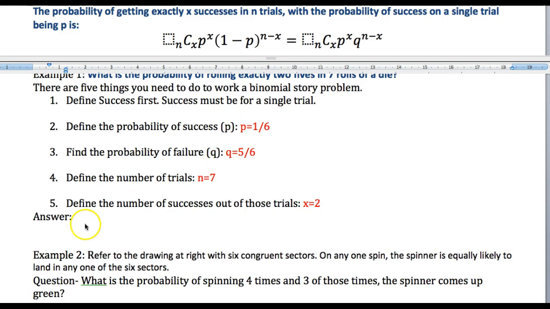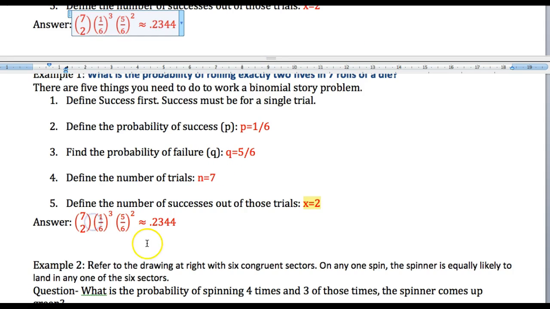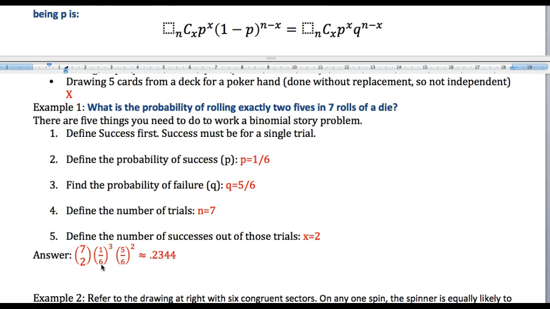So if we look at our answer here, 7 choose 2. Probability of success is 1/6 raised to the 2. So these two numbers match up, and then I get 5/6 raised to the 5th power. That would be the probability of failure and how many times we have a failure. Here, the failure is not rolling a 5. And if we multiply that out, I believe I got that number right. And so that would be how you find the binomial probability of this situation.